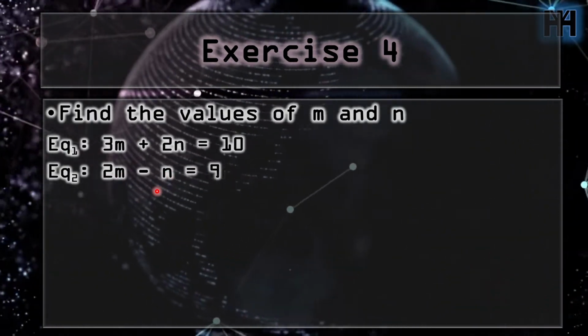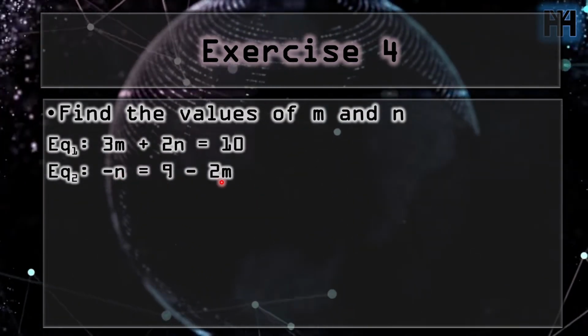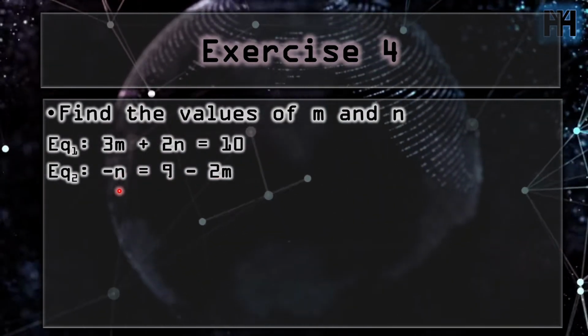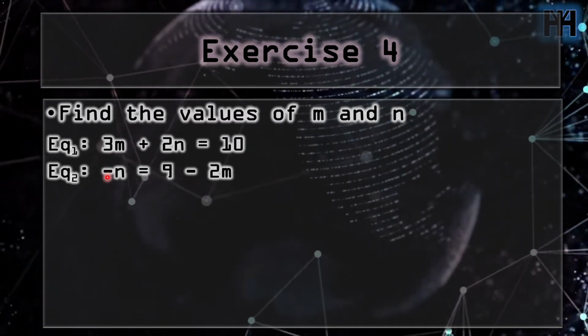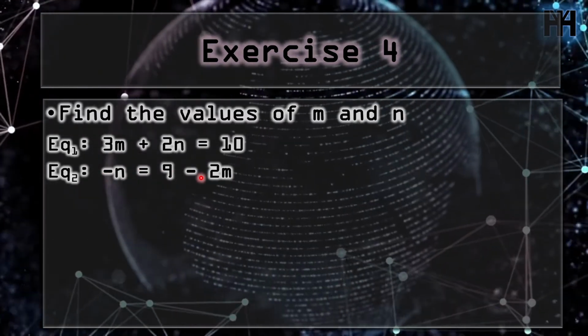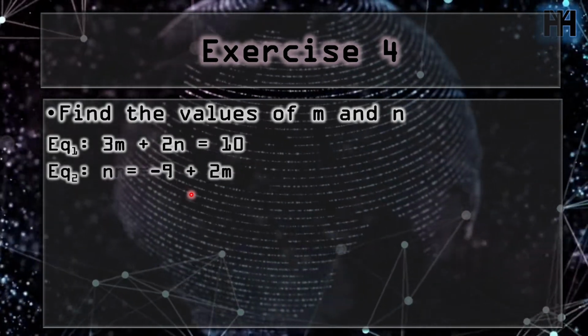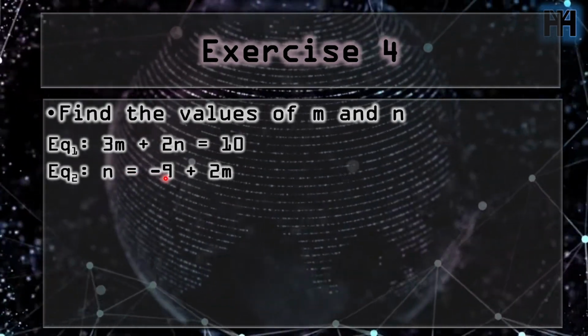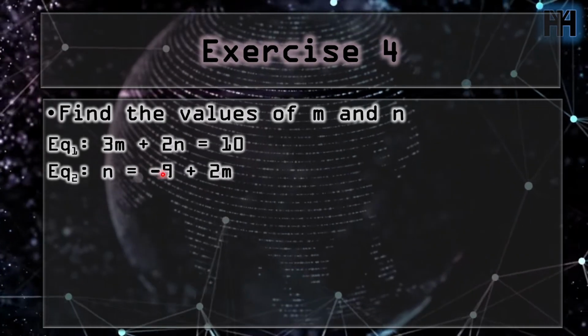So let's send the 2m to the other side by negative. So we have 9 minus 2m equals negative n. To get rid of this negative, we multiply -1 to both sides, or just flip them around. So we'll have n equal -9 plus 2m. We multiply -1 to both sides.